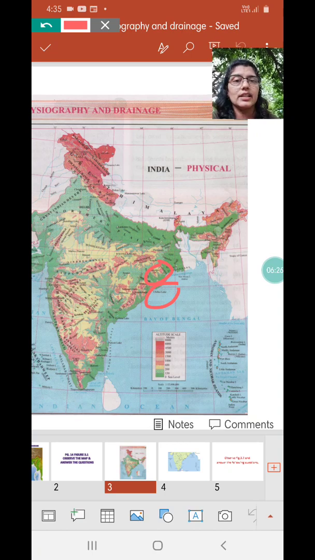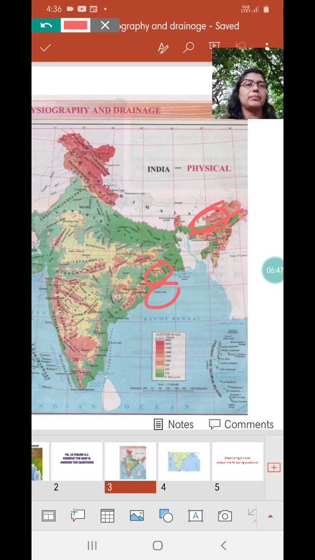The next question is, which mountains demarcate the deep plains of Brahmaputra? Now Brahmaputra plains are situated here in Assam, and if you blow up your map, you will find in this much region the Dafla hills, which demarcate the deep plains of Brahmaputra.